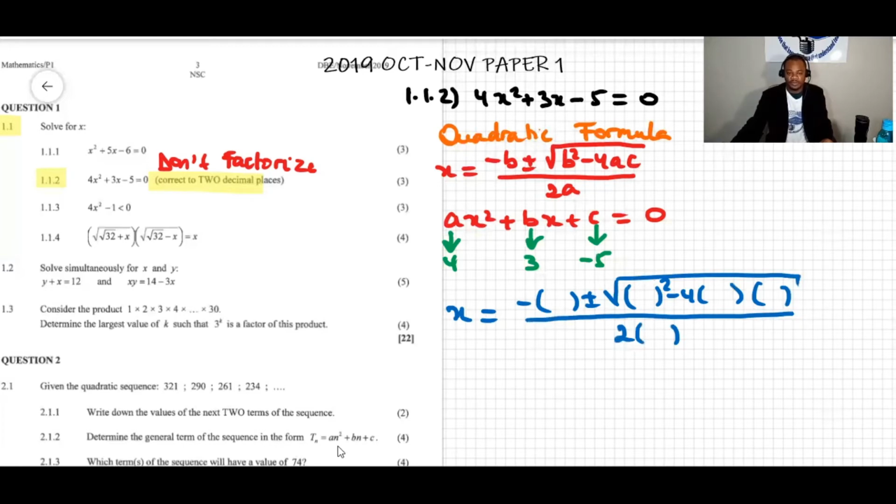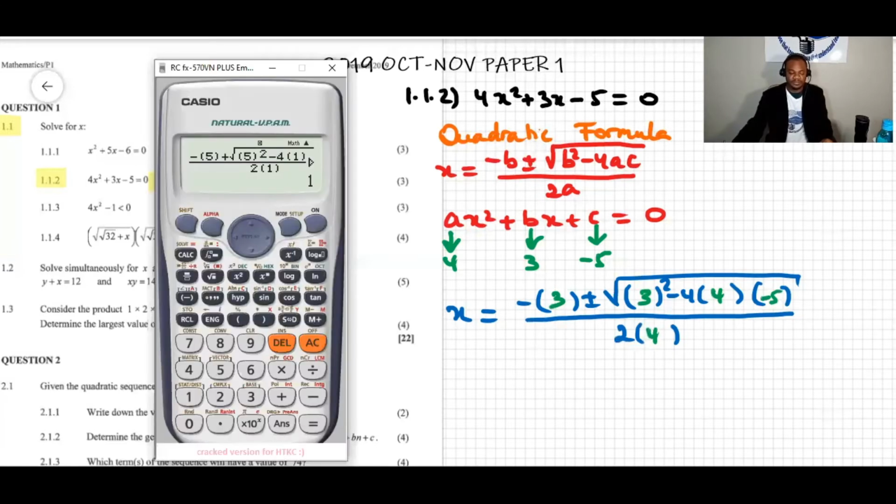Now when I sub in the values, b has the value of 3, so 3 squared minus 4a, where a has the value of 4, and c has the value of -5. So I sub there, and then a is also 4 in the denominator. Now those are the values I'm going to substitute in the calculator.